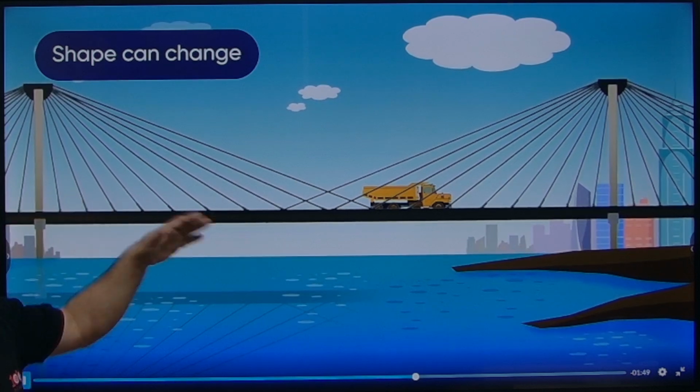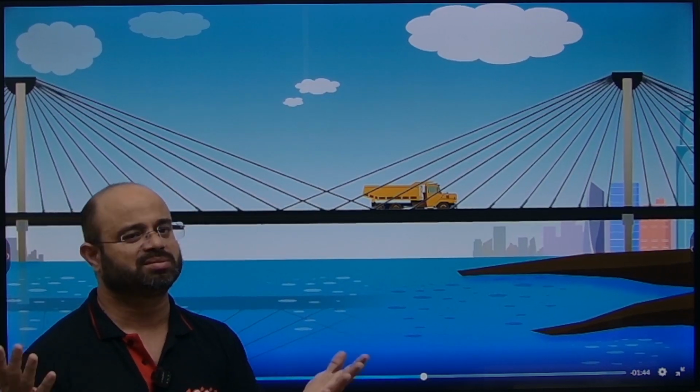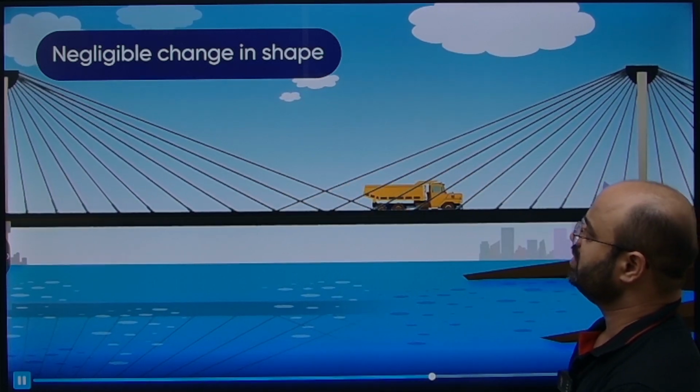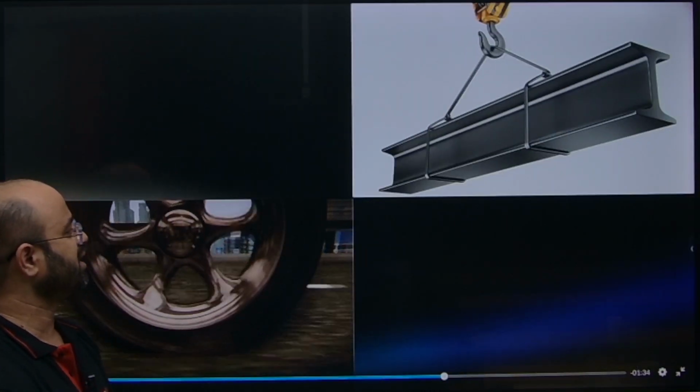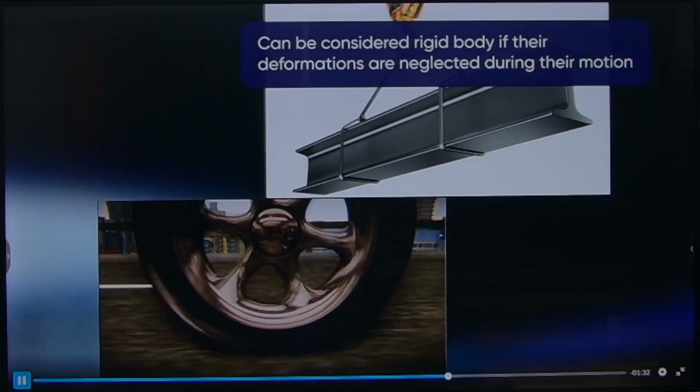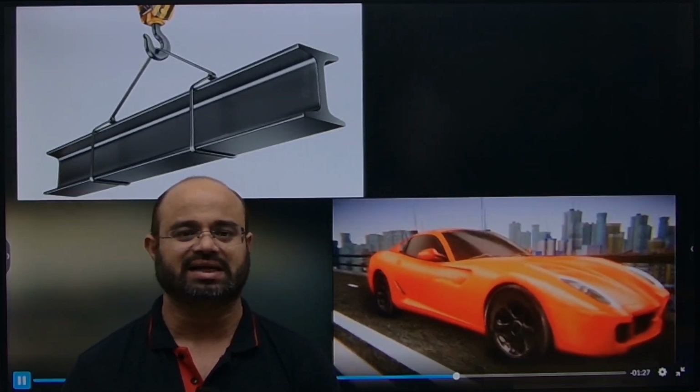But yes, a heavy mass like a truck may cause a little change in shape, but when it passes, it comes back to the original shape. That is a property called elasticity that we will see in a later chapter. So a bridge is made up of steel girders, which are a kind of perfectly rigid body. There's not much deformation even when traffic moves on it.